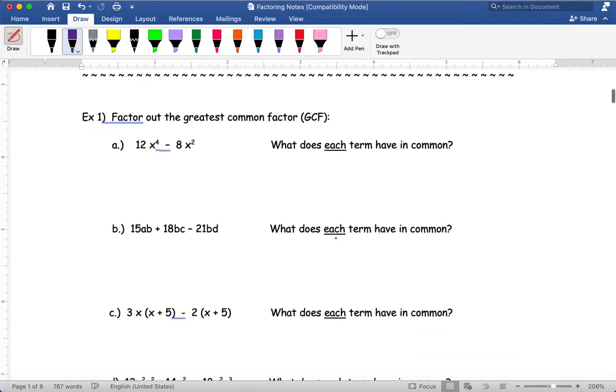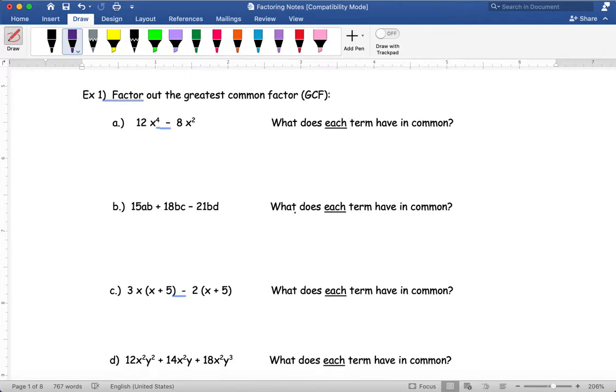All right. Let's look at example 1. Factor out the greatest common factor. The question here is, and these are the questions that you need to ask yourself, using your inside voice when you're doing these problems. What does each term have in common? Sometimes it's nothing other than 1. But if the directions are for you to factor out the greatest common factor, more often than not, there is going to be a GCF. There is going to be some greatest common factor.